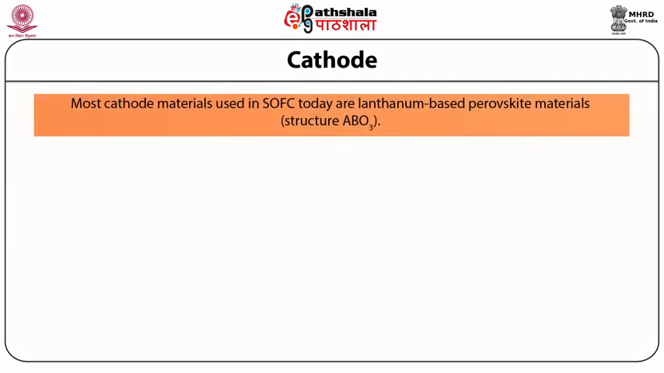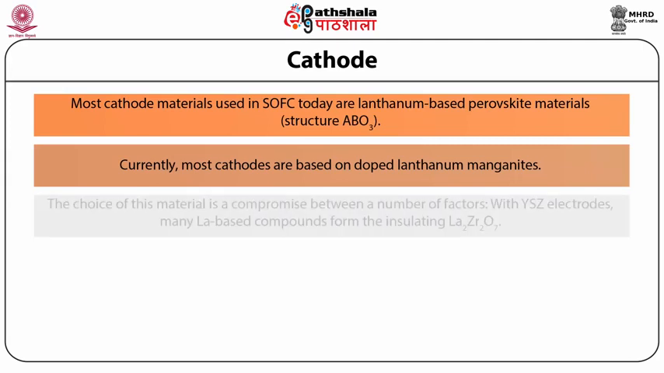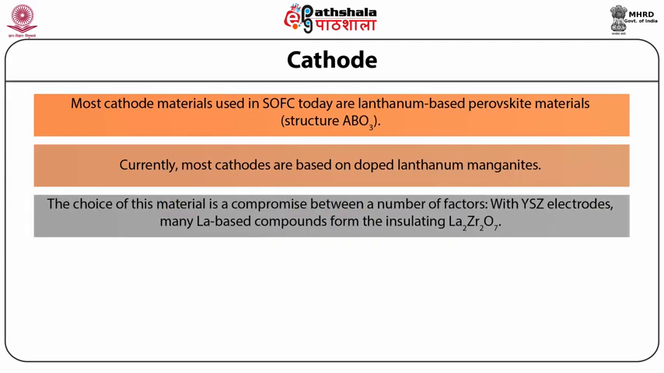Most cathode materials used in SOFC today are lanthanum doped perovskite materials. Currently, most cathodes are based on the doped lanthanum manganites. In high temperature SOFCs, strontium doped lanthanum manganite is used. The choice of this material is a compromise between a number of factors.